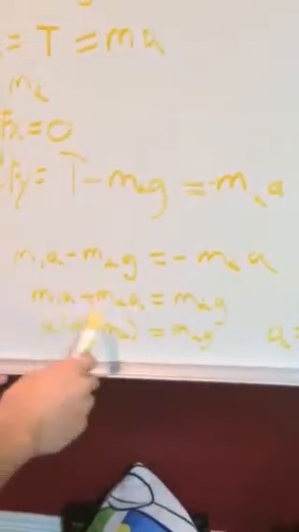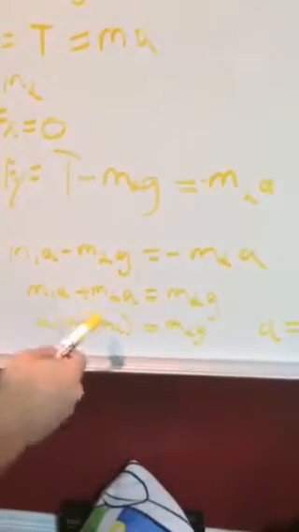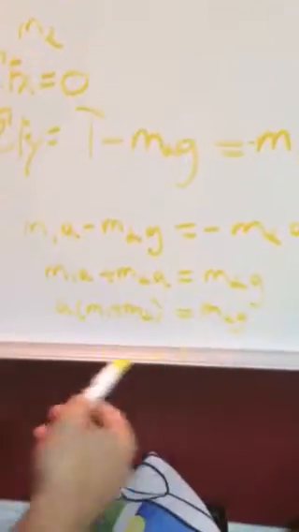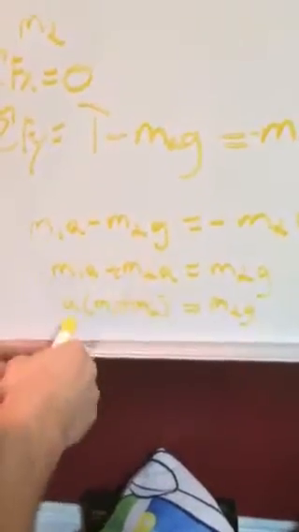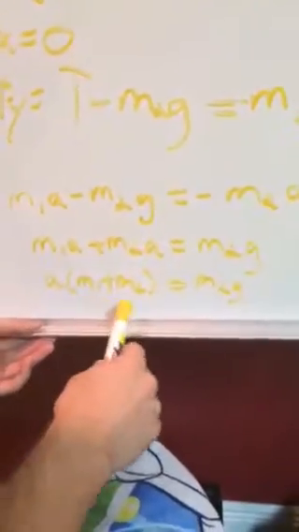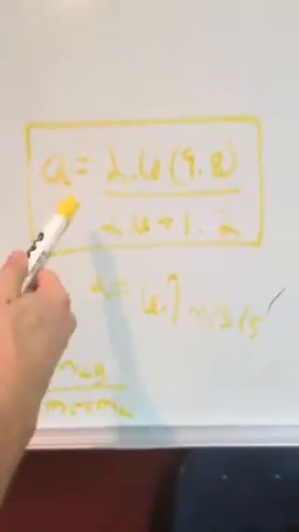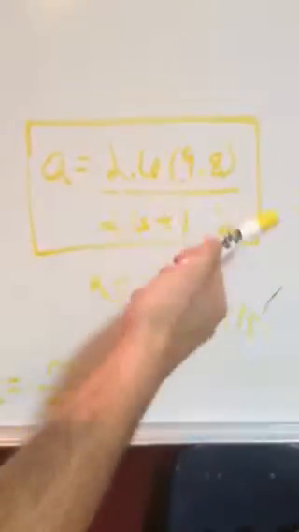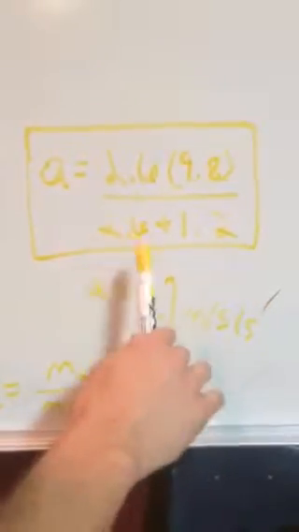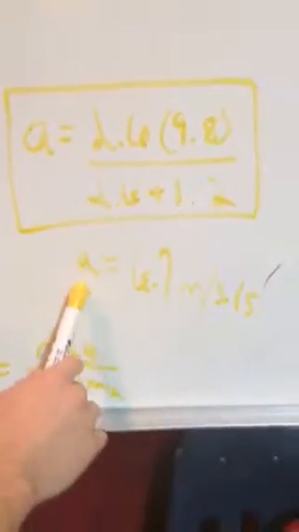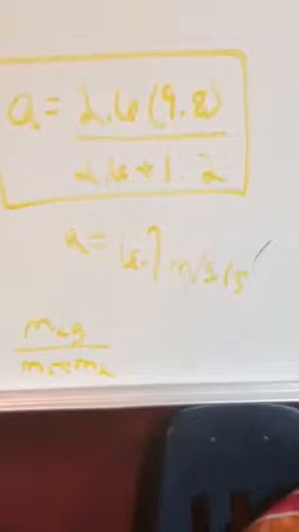You swap some things around to get everything positive, and a is on one side. You get m1a plus m2a equals m2g, and then you factor out the a, you get a times m1 plus m2 equals m2g. After you plug in some numbers, you get this right here: acceleration equals 2.6 times 9.8 over 2.6 plus 1.2. And the acceleration is 6.7 meters per second squared.